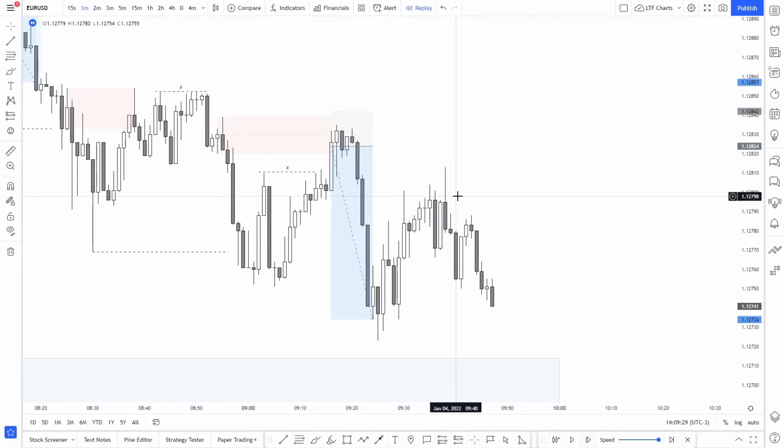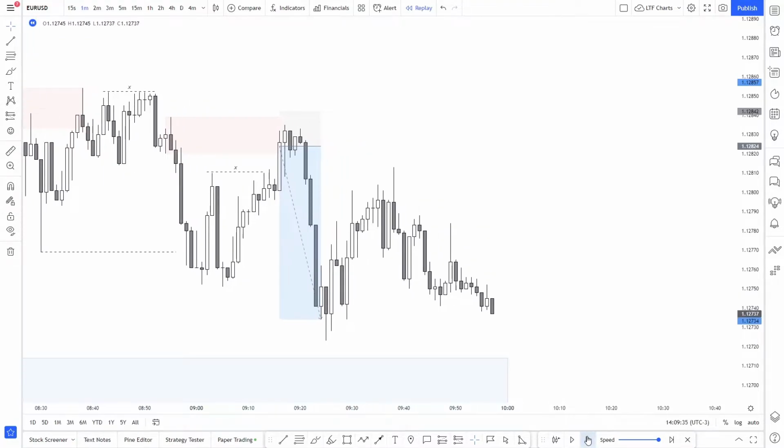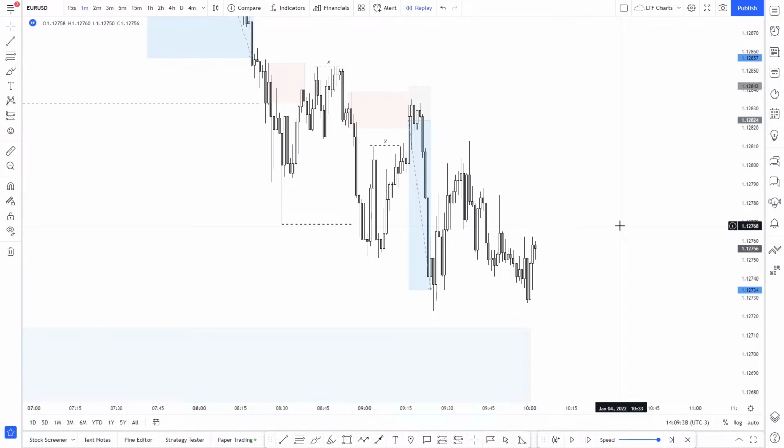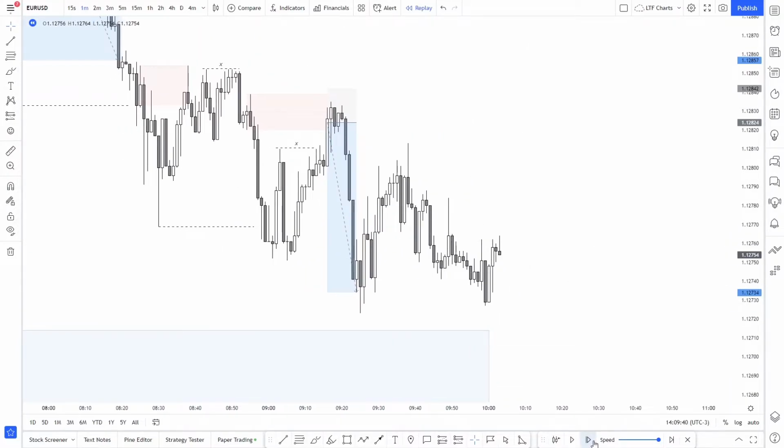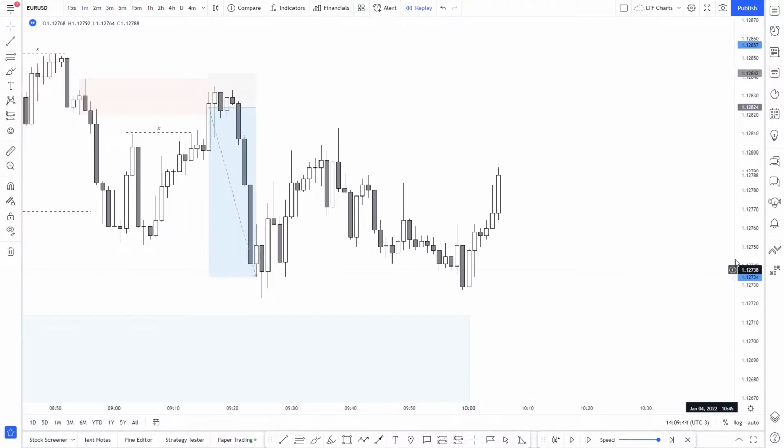And we could say that there was somewhat of an entry on this point, but nothing I'm really interested in. When price starts ranging or slowing down, I just don't really like it at all. I prefer not really paying much attention to that.